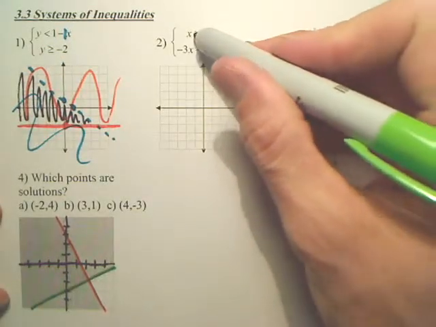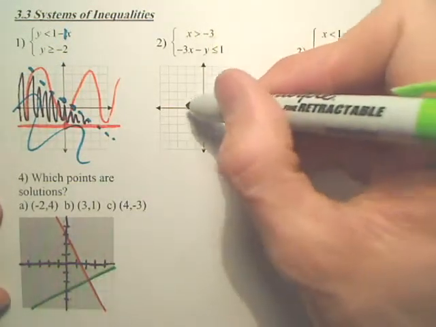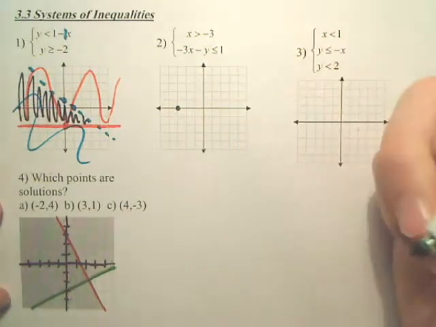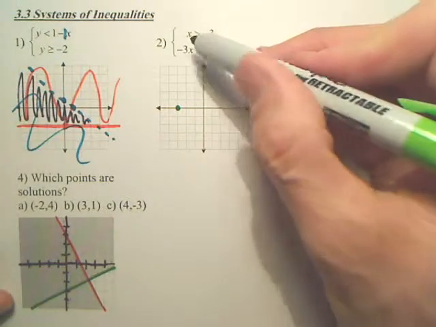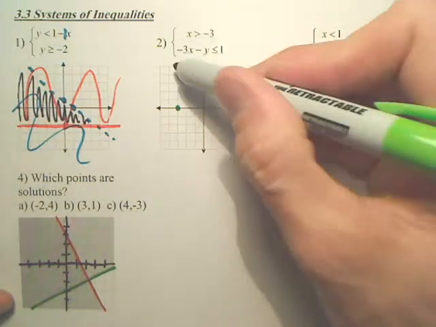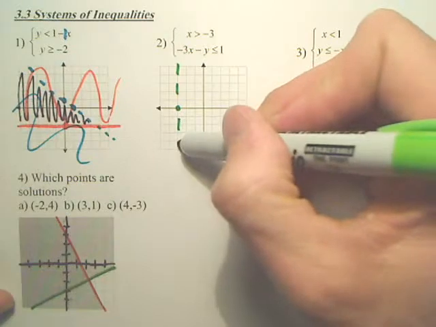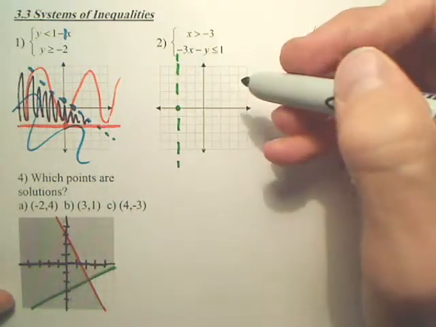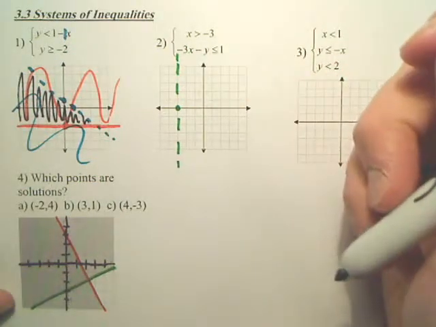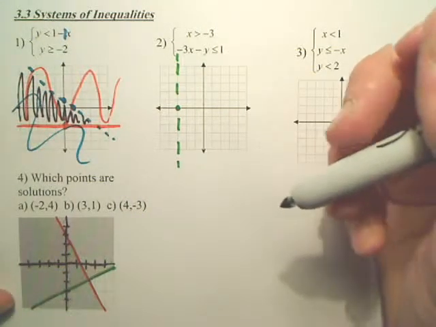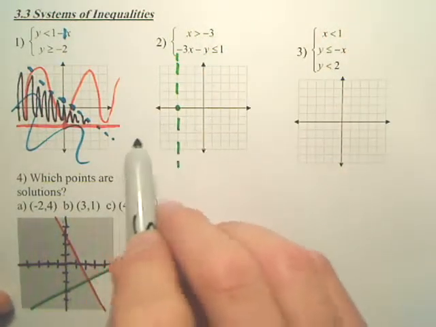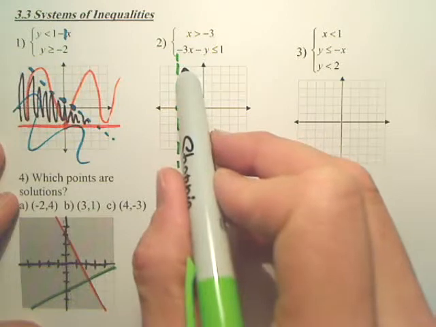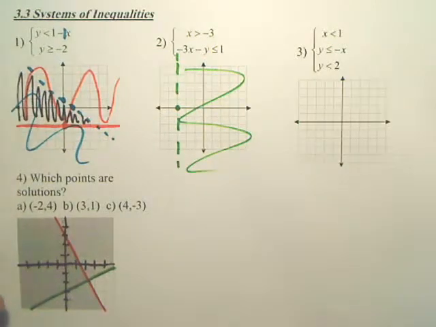Number 2, x is greater than negative 3. So start at negative 3 on the x. And an x value graph is vertical. Because it's just greater than, it's dotted. Now, that's that one. If it's greater than, which side of this line is the greater side? It's the right. These have bigger values. Remember, lightly shade.